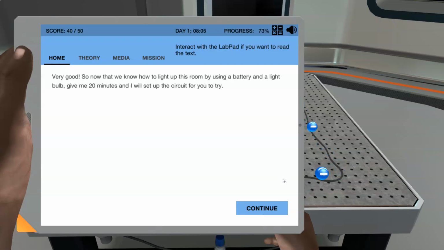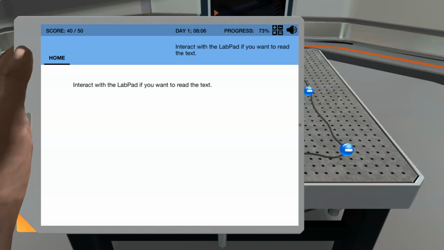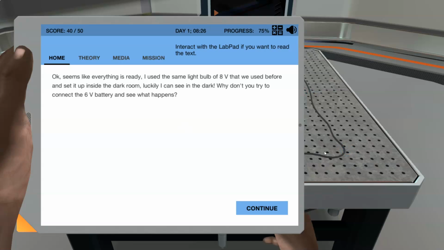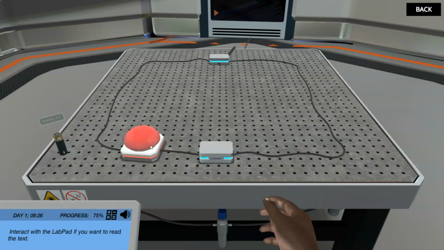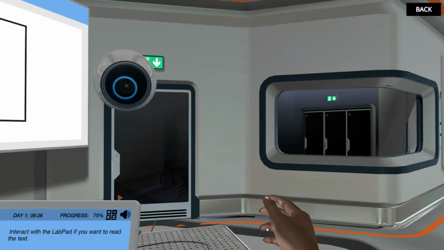Very good. So now that we know how to light up this room by using a battery and a light bulb, give me 20 minutes and I will set up the circuit for you to try. Okay, seems like everything is ready. I used the same light bulb of 8 volts that we used before and set it up inside the dark room. Luckily I can see in the dark.